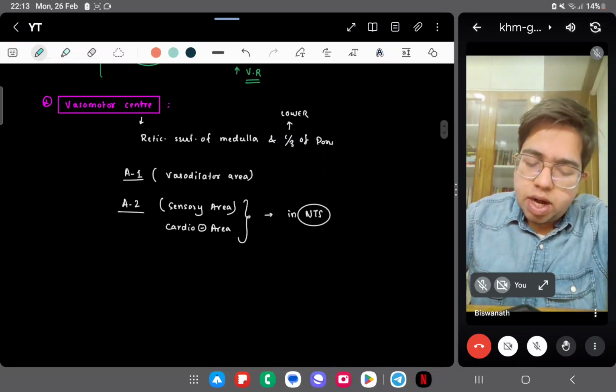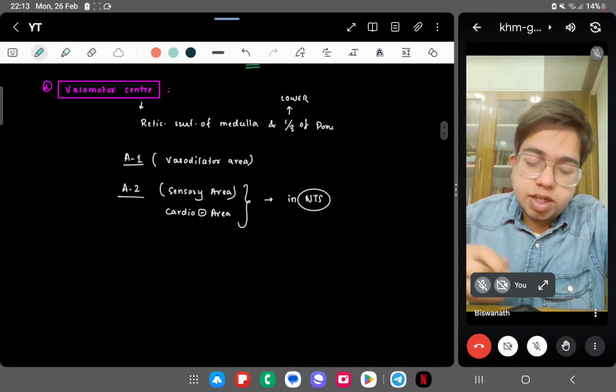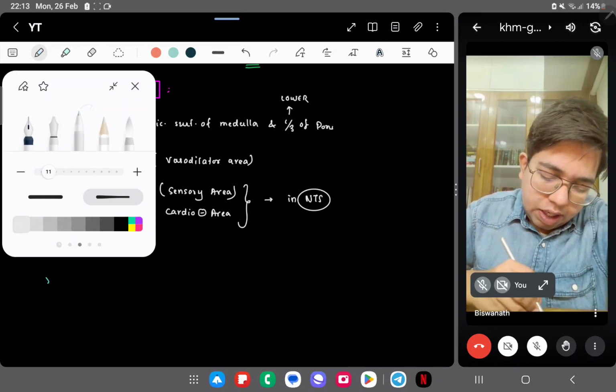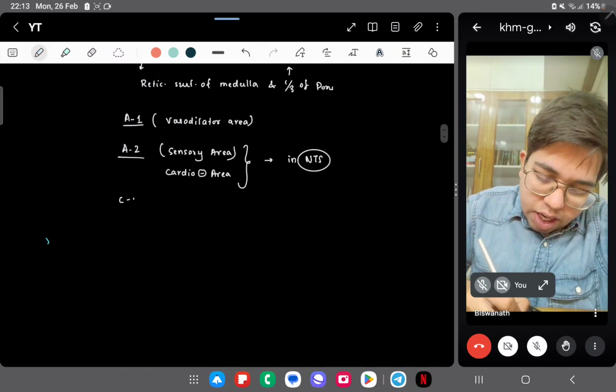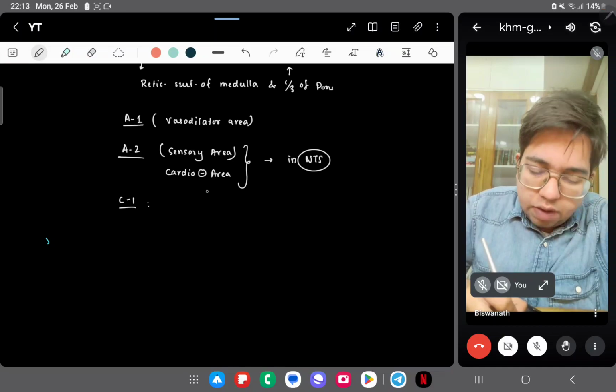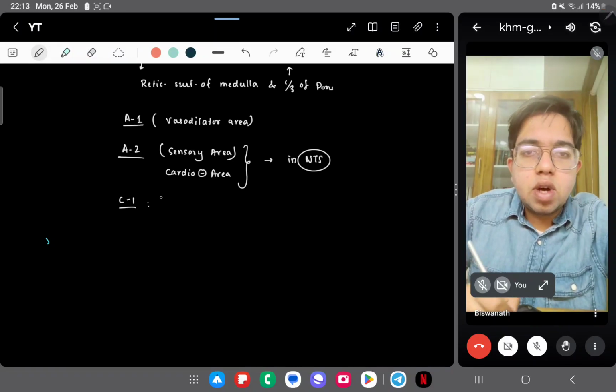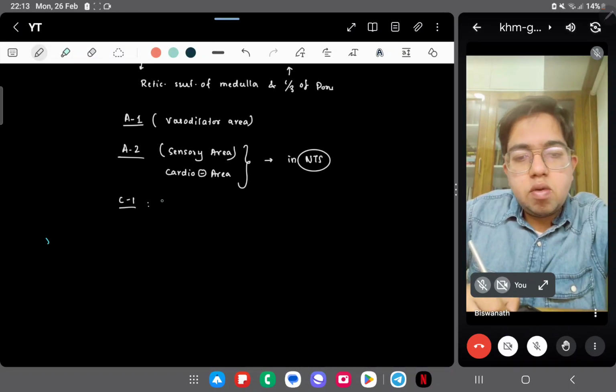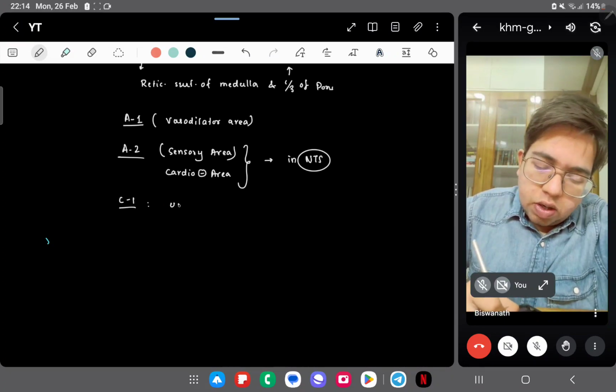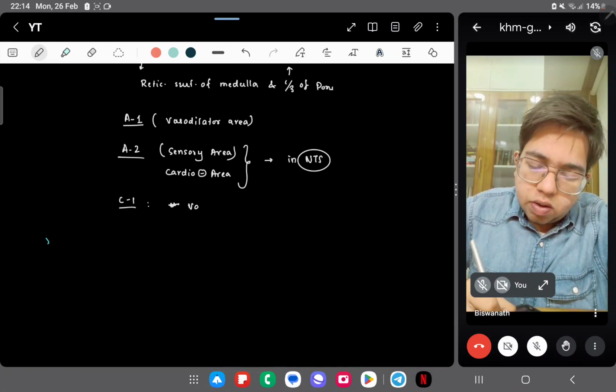Vasoconstriction, vasodilator. Yes, we have something called the vasoconstriction area also. It is called C1. A1, A2, cardio inhibitory, and the C1. Basically, I'm discussing four areas. Okay, this is a vasoconstrictor area. You know about the function now. So it is located... this is a vasoconstrictor area.